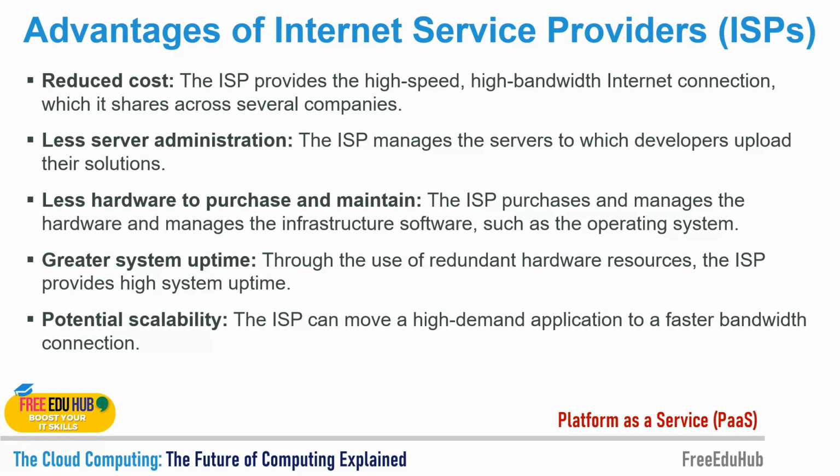Now, greater system uptime through the use of redundant hardware resources. The ISP provided high system uptime, so there was no problem about the power, backup, cooling, and other things. They were taking care of it. They were taking care of everything on their premises.